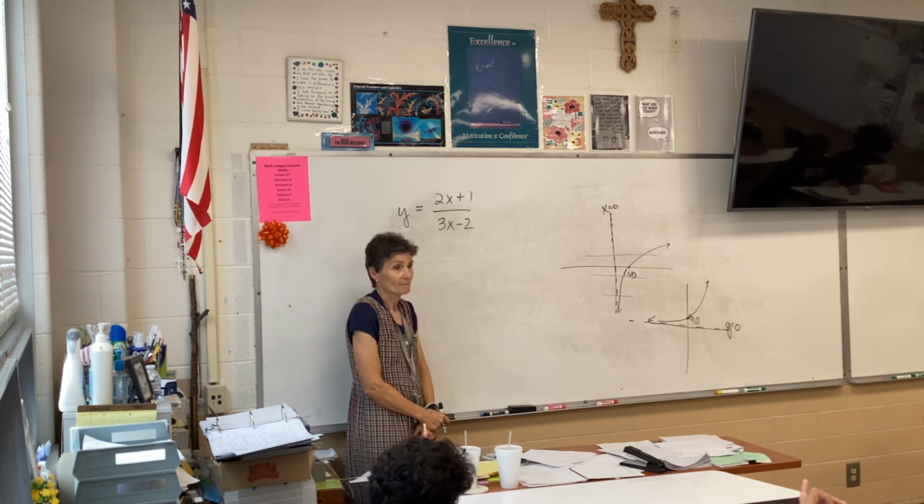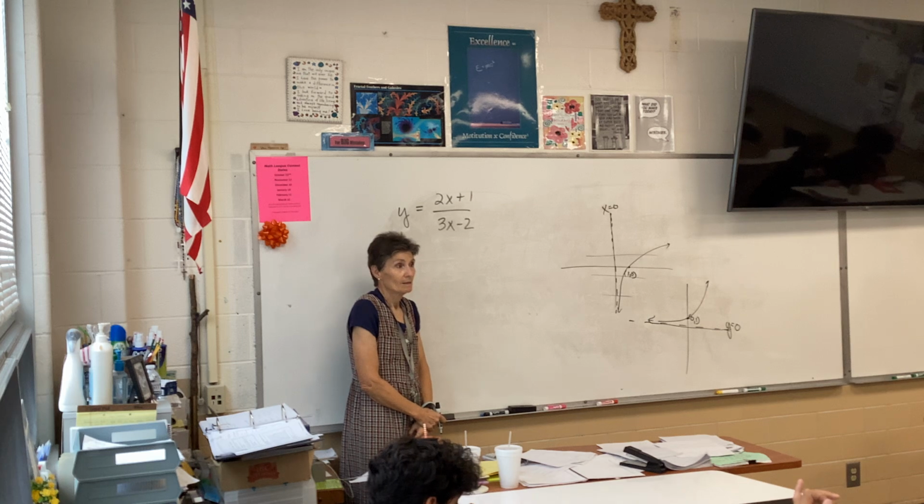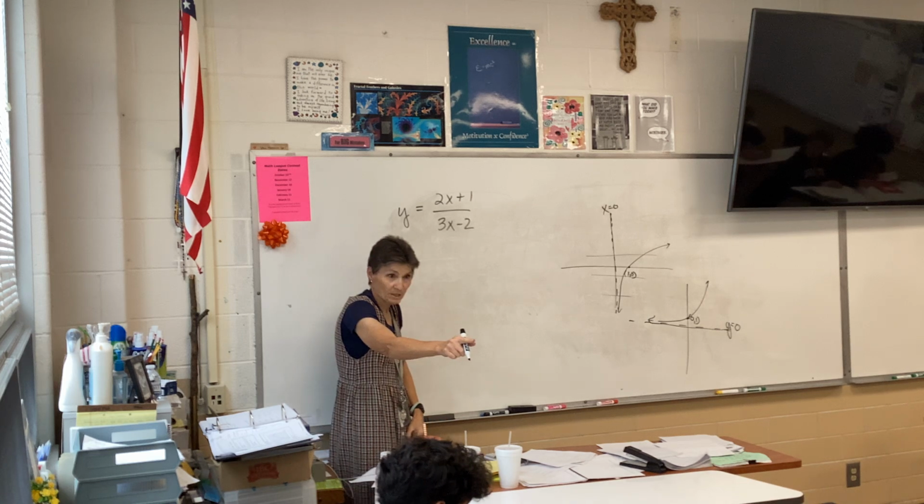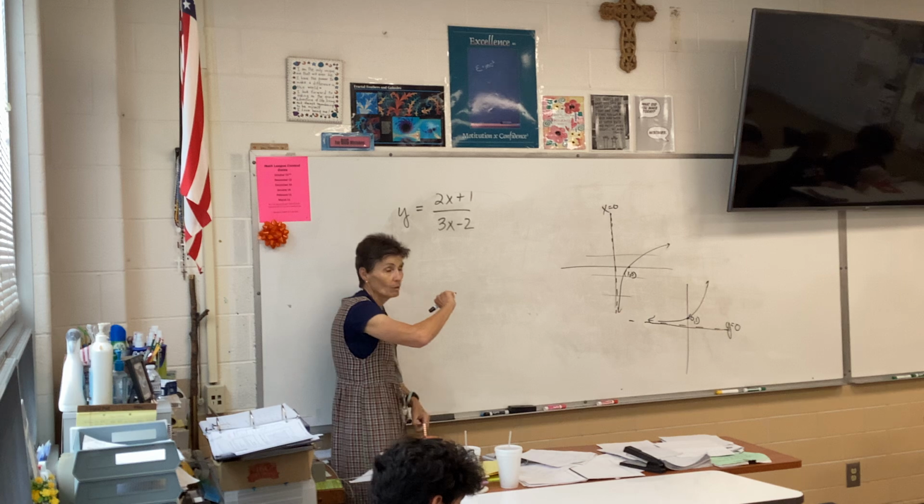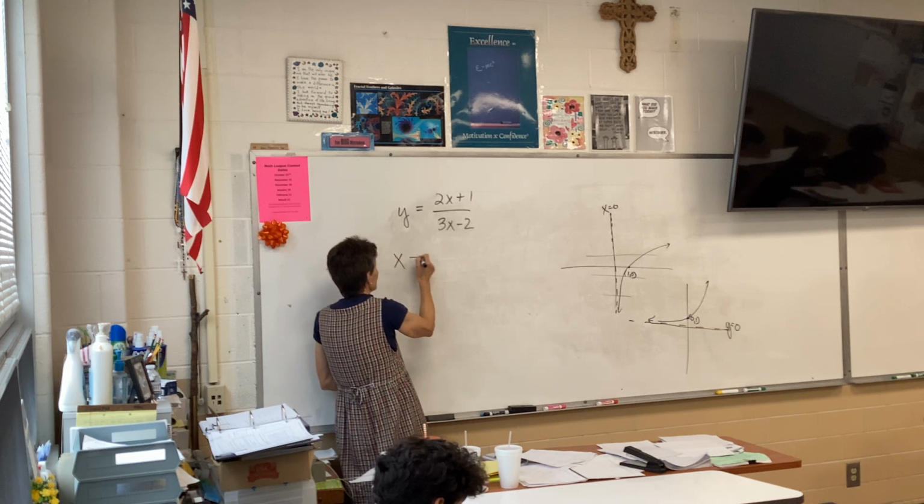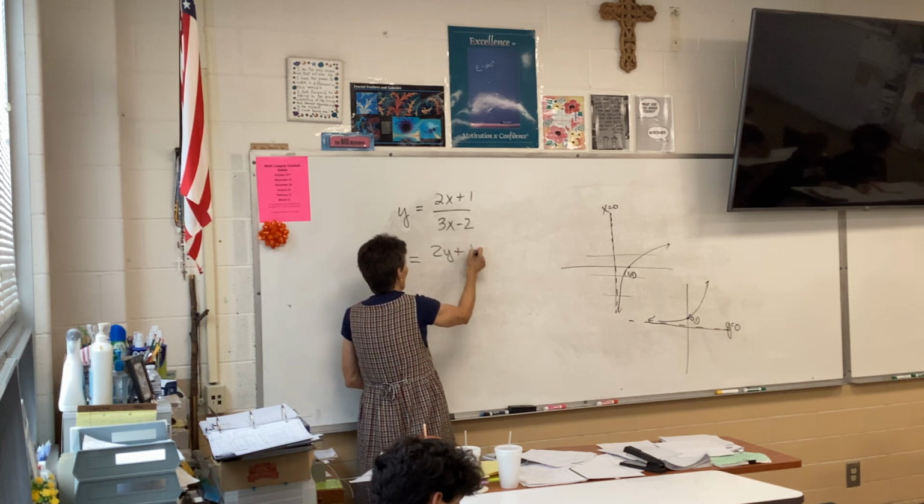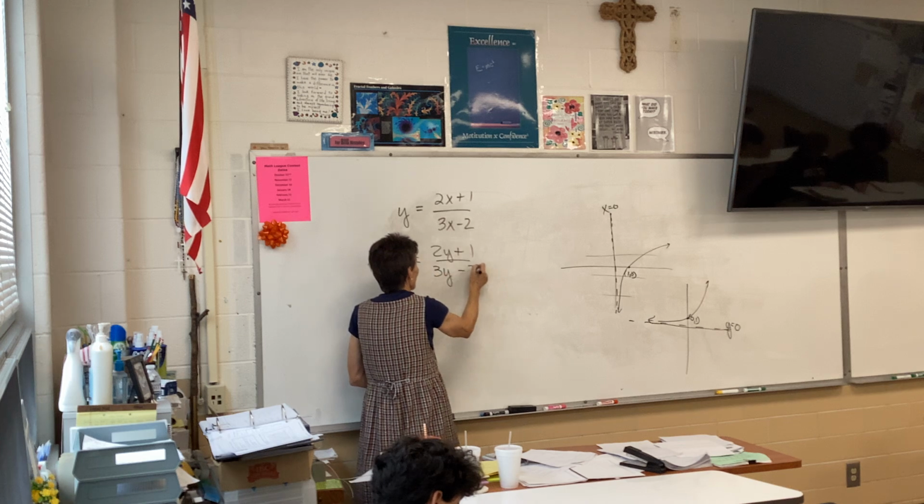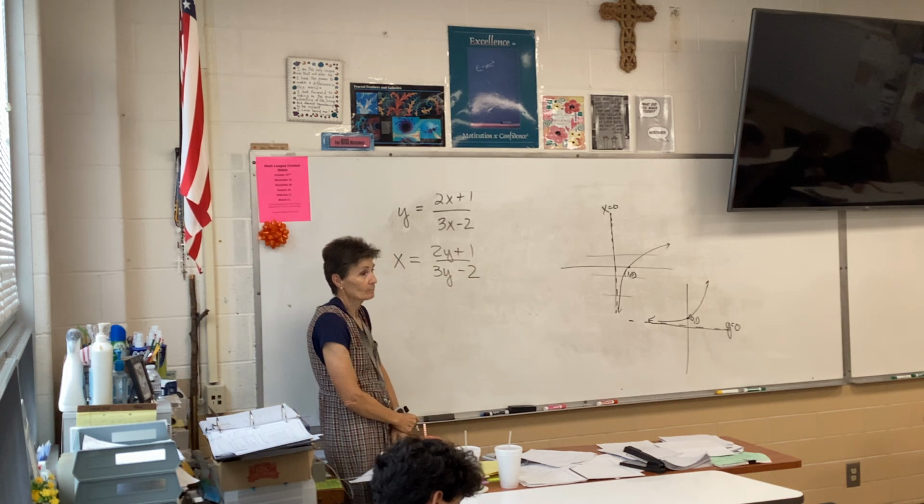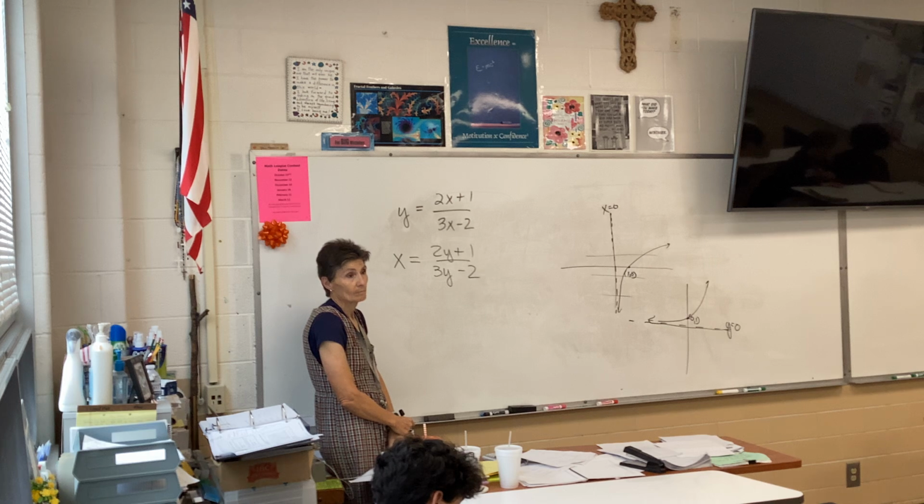Plug in negative y. Oh, wait, no. Now I switch my x's and y's. So x equals 2y plus 1 over 3y minus 2. Now what?